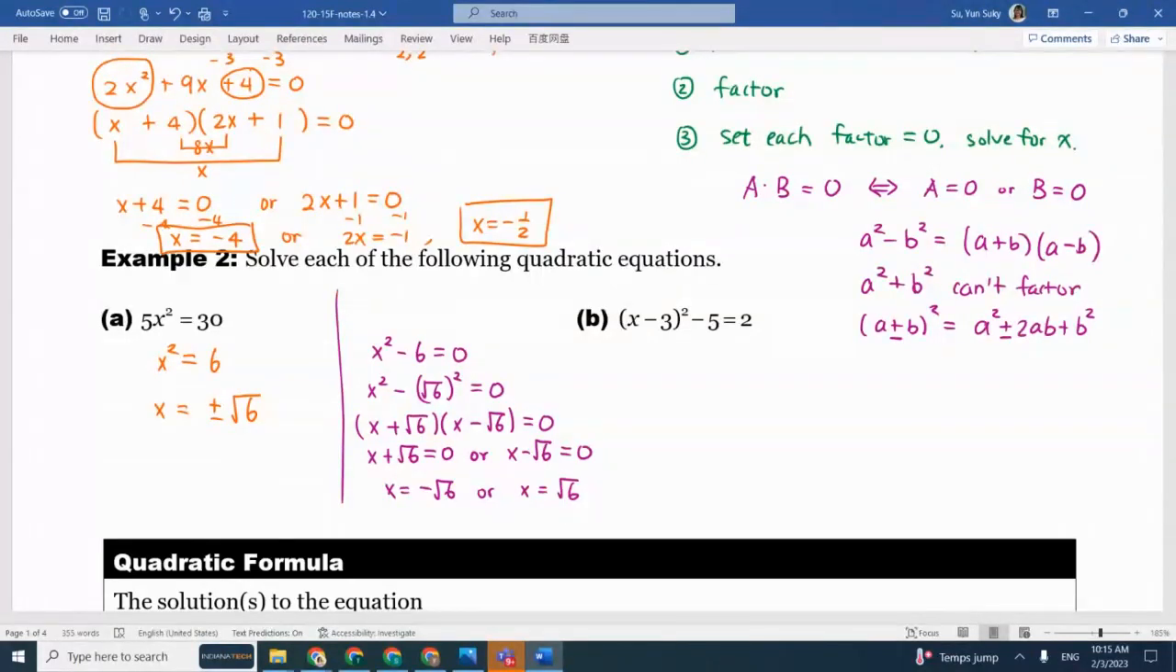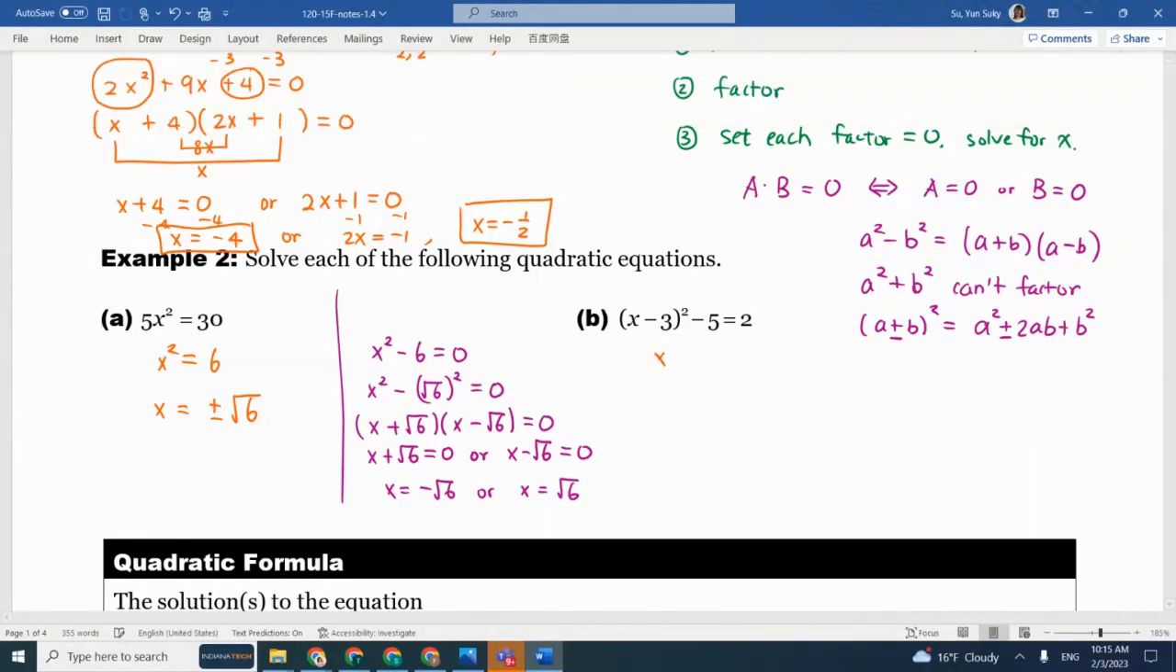But this way only works if you have a perfect square. In general, if you have something like that, you cannot use this way. Is that clear, everybody? Like here, this is a complete square, a whole base squared. When you have a complete square, you can use this way. If you don't have a complete square, then do the factoring.